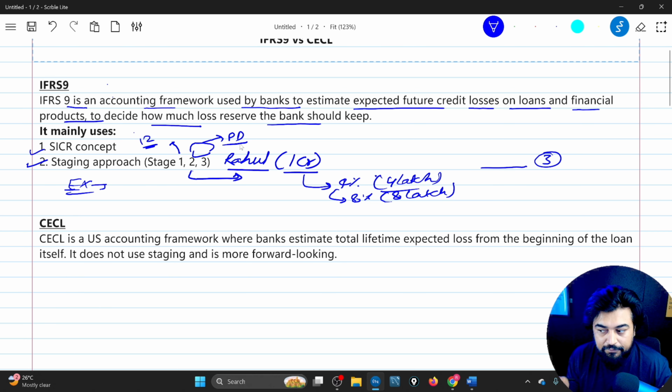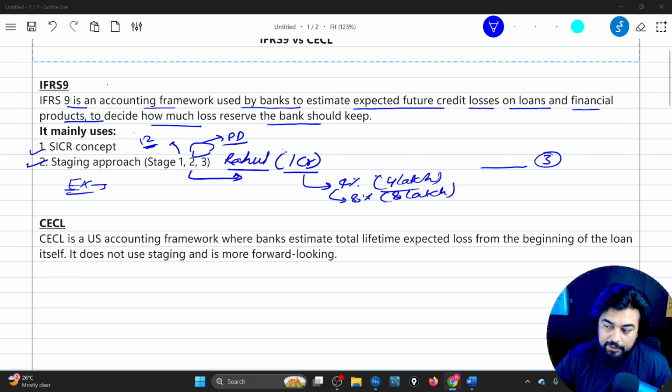Now stage 3. When stage 3 comes, if Rahul stops paying completely because of any reason, like he has lost his job because of a COVID kind of scenario or any financial crisis, and becomes close to default, the loan moves to stage 3. Now the bank keeps a much higher reserve because the chances of loan default are very high.